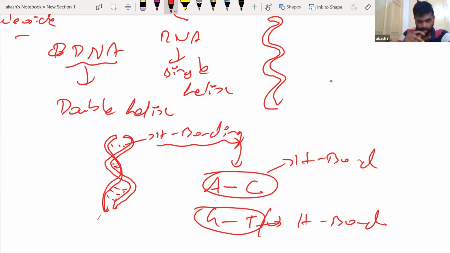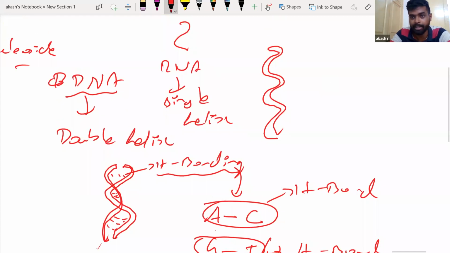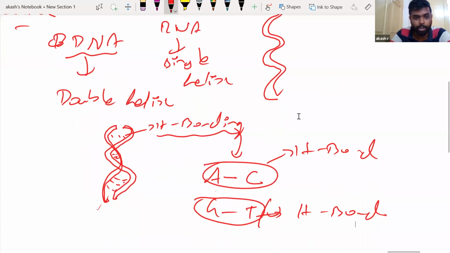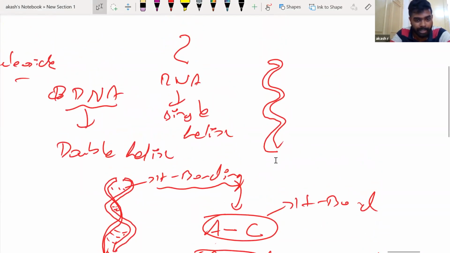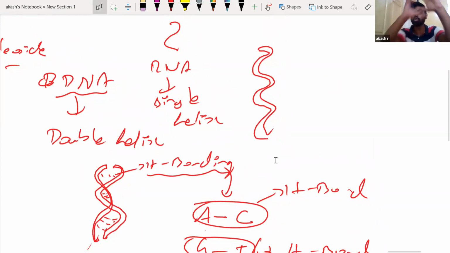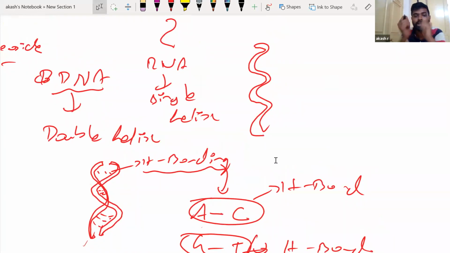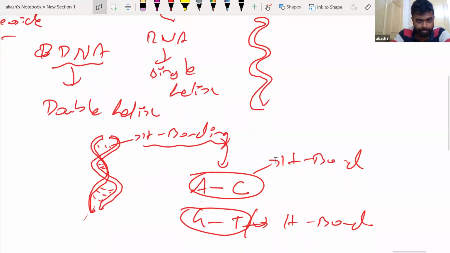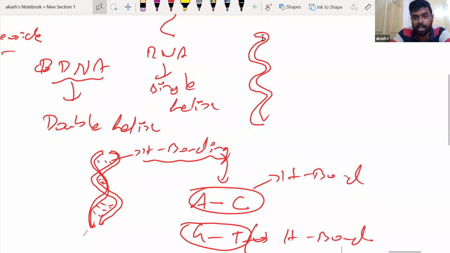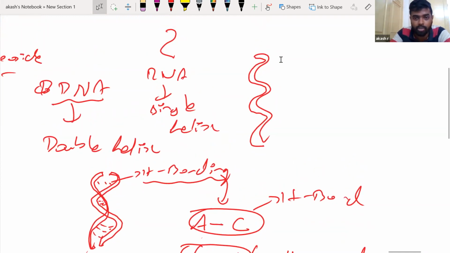Now if I can show you that. I hope you all understood. DNA is a double helix. The double helix is formed because two individual helixes are bound together with the help of hydrogen bonding. But RNA can sometimes be a double helix, though most of the time you will see that RNA is going to be a single helix.